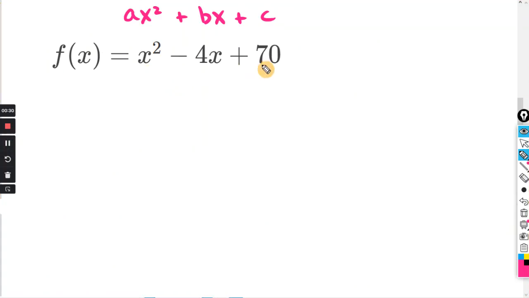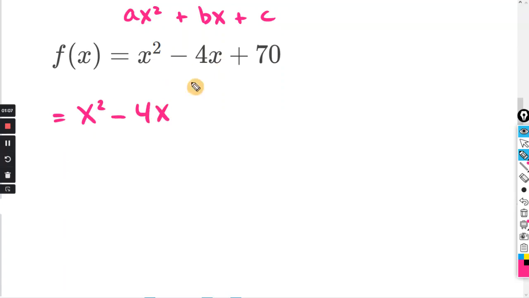As you can see, this is a quadratic function. It's in the form of ax squared plus bx plus c. And what we're going to do is take half of the b, which is the coefficient with x. We're going to take half of that and then square it. First, I'm going to rewrite this function, and you want to leave a space after the x.